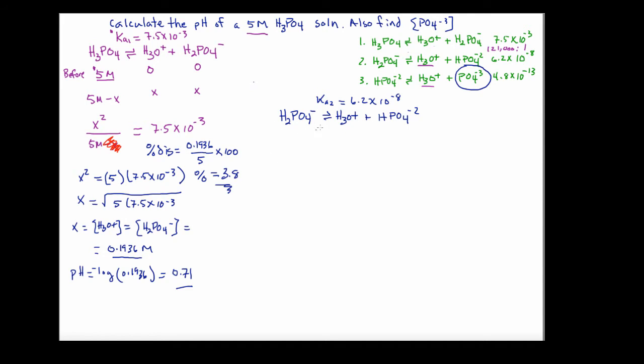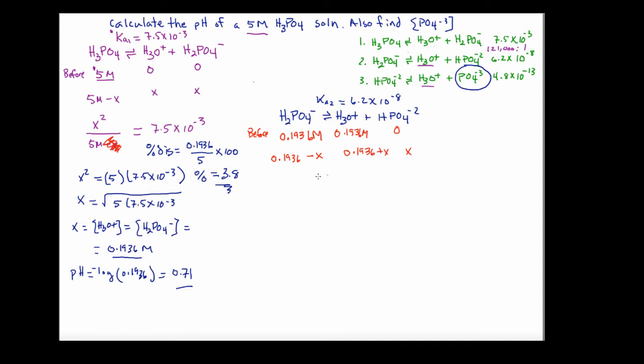Now we have a common ion issue here, and what I mean by that is that we have known concentrations of 2 of the components. So we have 0.1936 molar of the H2PO4 minus, we have 0.1936 molar of the H3O plus, and we have 0 of the HPO4 minus 2. This is my before, the initial concentrations in your ICE table. When this comes to equilibrium, the shift will be 0.1936 minus x for this, 0.1936 plus x for the H3O plus, and x for the HPO4 minus 2.